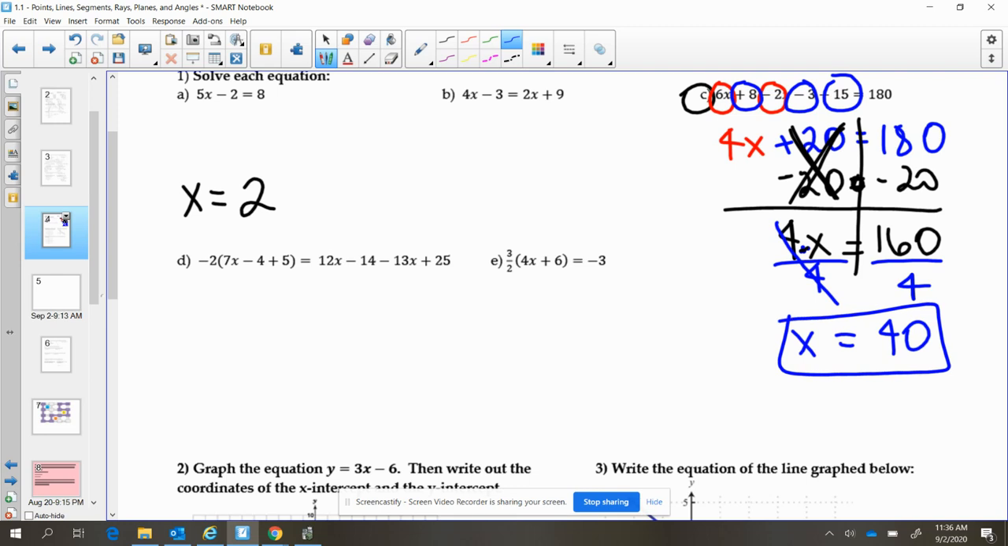Now, a couple other things that are important to keep in mind as we're doing this. If you have a coefficient out front, like we do in D and E in front of the parentheses, a reminder you need to distribute to each piece of the parentheses. So in this case, let's focus on E. We have 3 halves here. We need to distribute that to the 4x and the 6 before we can continue solving.